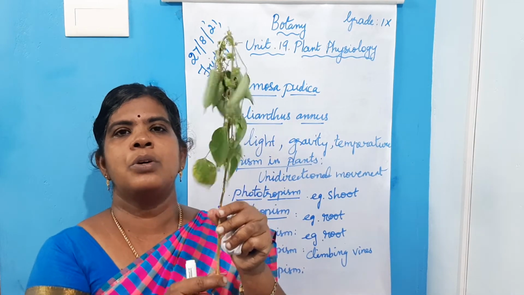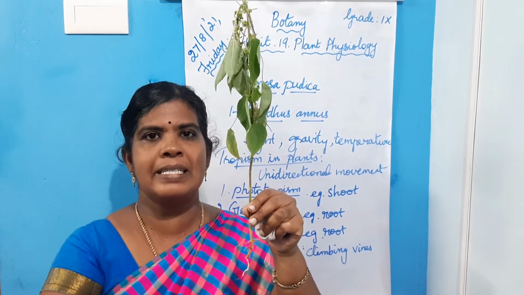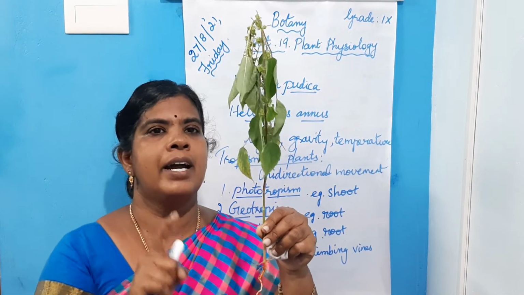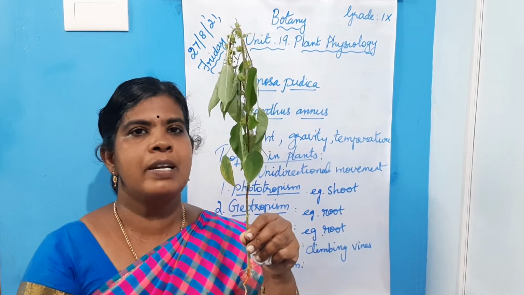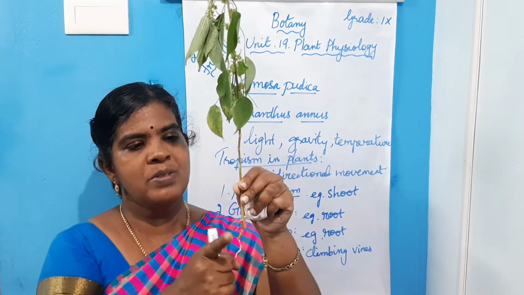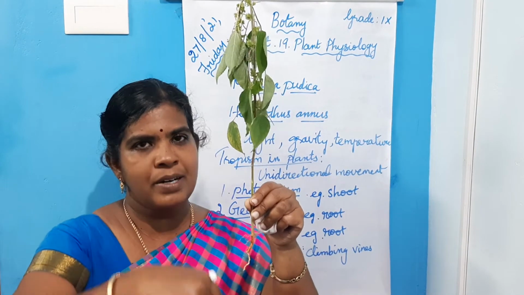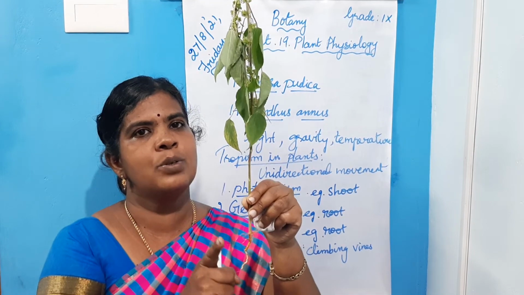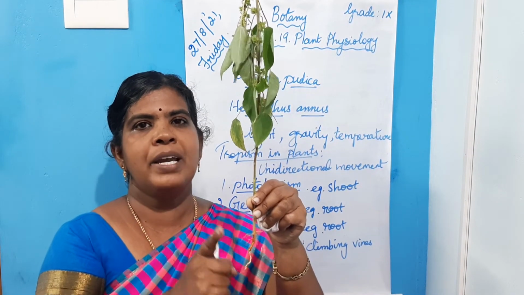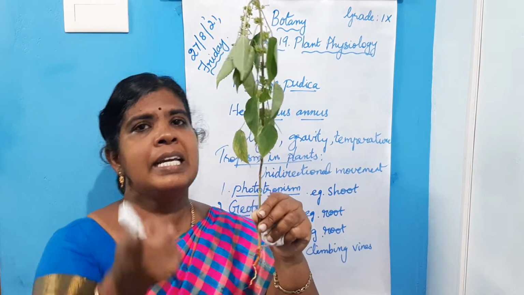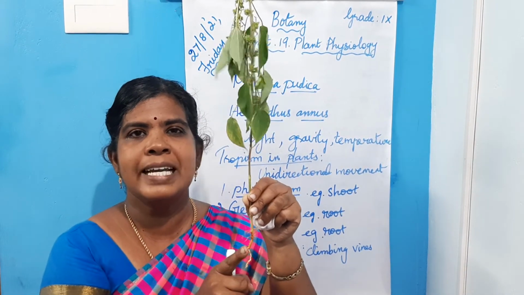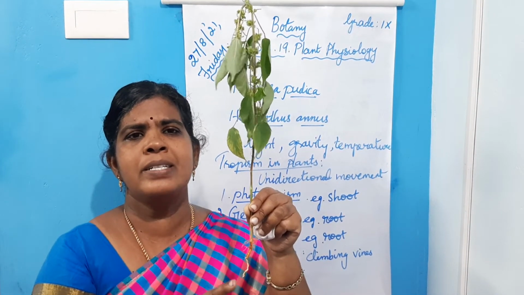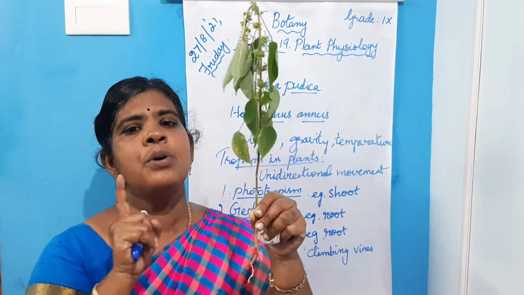What about root? Root always grows towards gravity and water. So it is positively hydrotropic and positively geotropic. Root system always grows towards water and gravity. So root is always positively hydrotropic and geotropic, and negatively phototropic. Why is root negatively phototropic? Because root grows against light.